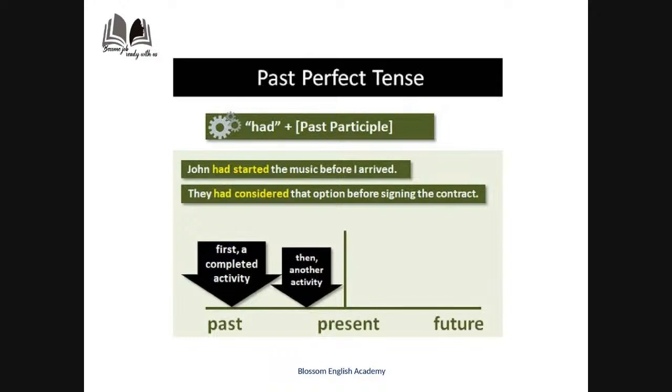And the sentence construction is pretty simple over here. So you have two actions that have already happened. So John had started the music before I arrived. So I arrived, John started the music. So which action did happen first? So John had started the music, which means John started the music, and only then you arrived.